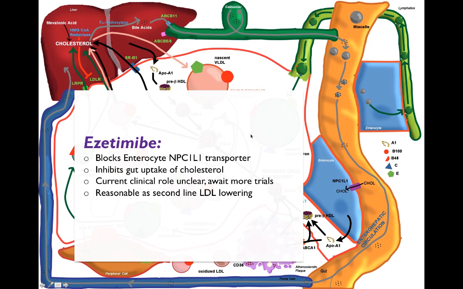Ezetimibe works by interfering with absorption of cholesterol from the gut. Ezetimibe binds to what's called the NPC1L1 receptor, Niemann-Pick C1-Like 1 receptor, and that's what's responsible for cholesterol uptake in the gut. So by blocking this, dietary uptake of cholesterol is inhibited. Now, clinical trials have been sort of disappointing and at cross purposes, so its clinical role currently is unclear, but maybe it's useful as a second or third line LDL lowering drug.